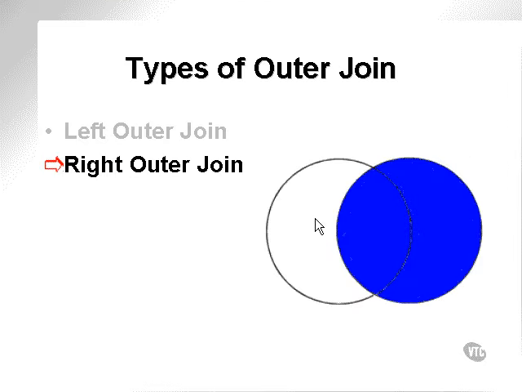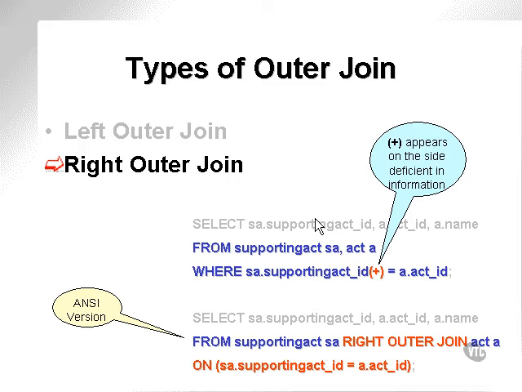Let's go on to the right outer join. The right outer join is simply the opposite way around to the left outer join. Now we have a different example, and you can see that the plus sign in the parentheses is on the other side of the comparison condition in the where clause. The ANSI format simply lists right outer join instead of left outer join.